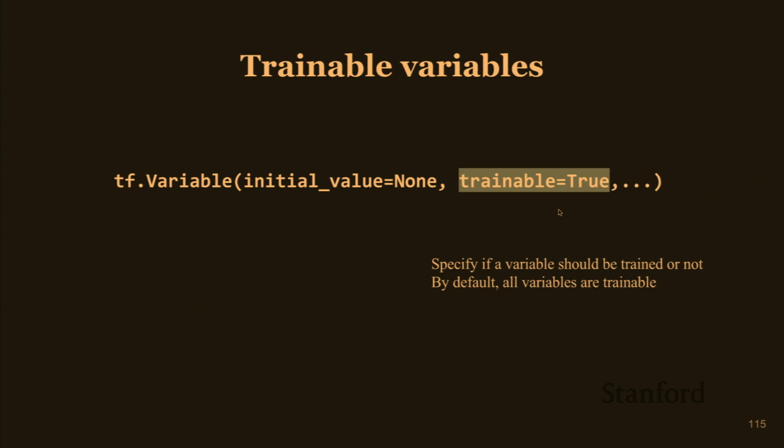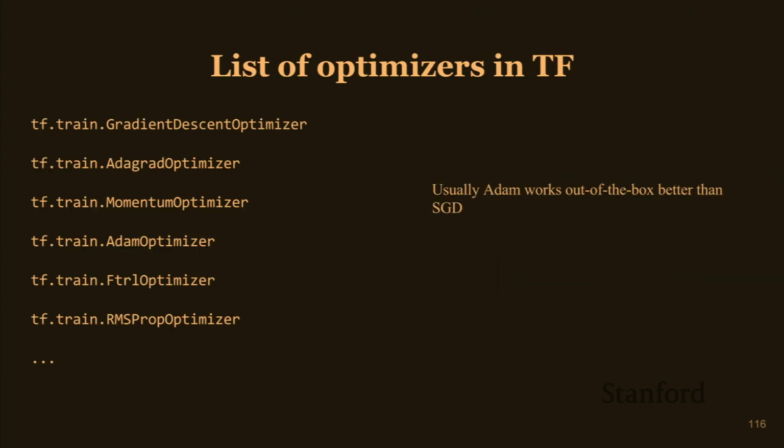By default, all variables are trainable. And there are a lot of different optimizers in TensorFlow. I'm not sure if this class covers what optimizers should be used, but I think there are really good blog posts comparing different types of optimizers. And usually Adam works better out of the box than the others.